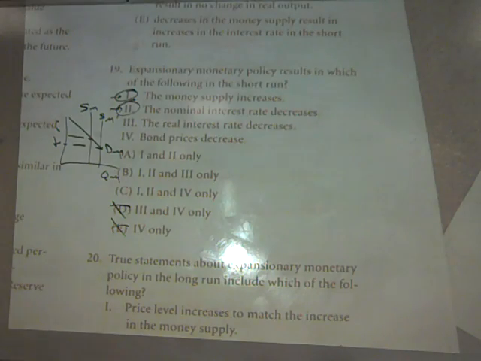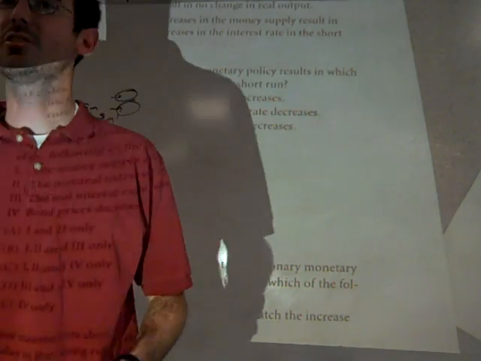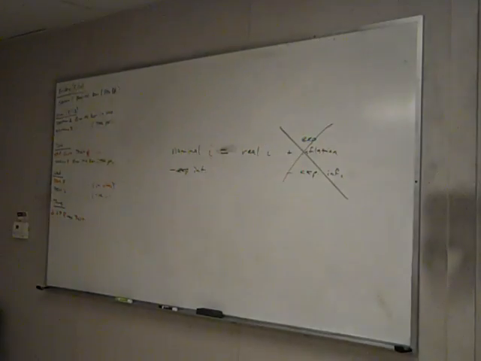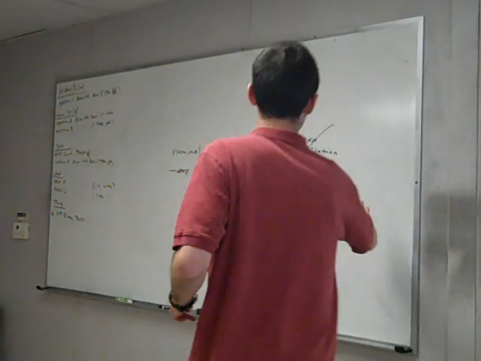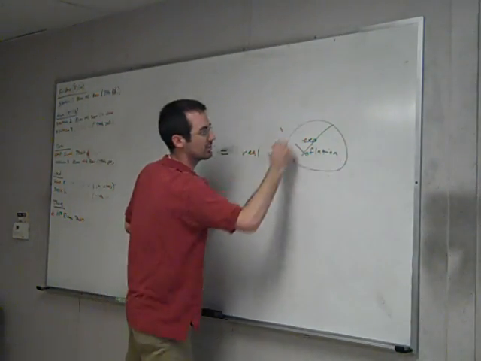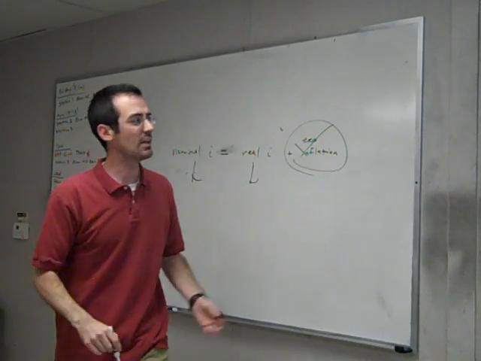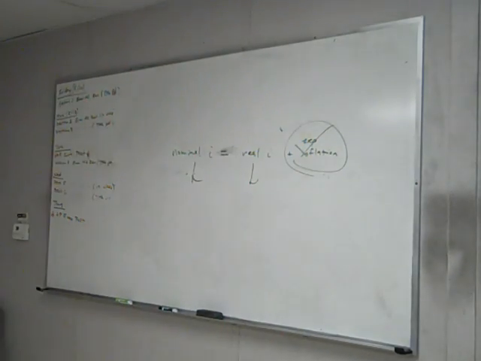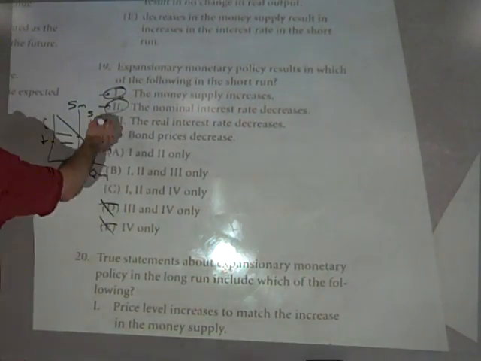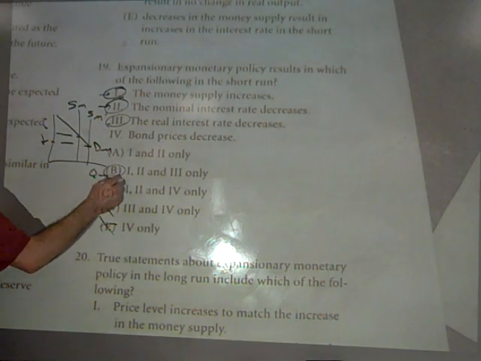That didn't help. The real interest rate decreases. Do the real interest rate and the nominal interest rate move together? As long as expected inflation is held constant, we get rid of this big X. These guys look like they move together. If this one is held constant, if this one goes down, that one goes down with it. So they move together. So it's 1, 2, and 3. So, can't be 4, I guess.